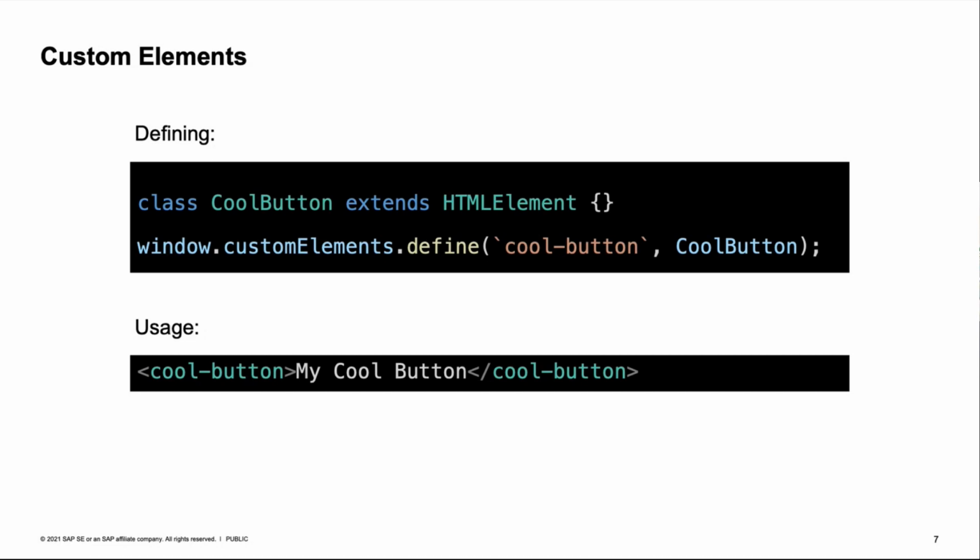Once we do this, we are able to use the tag that we have just defined. How do we use it? We can see on the bottom of the slide. We use it just like a regular tag. There is nothing more specific than that. It is really straightforward. Okay, this is the main idea about custom elements.